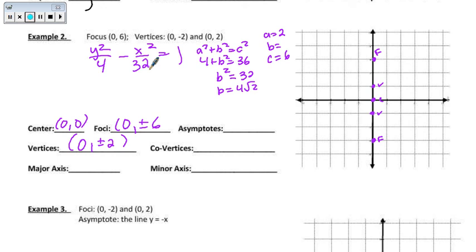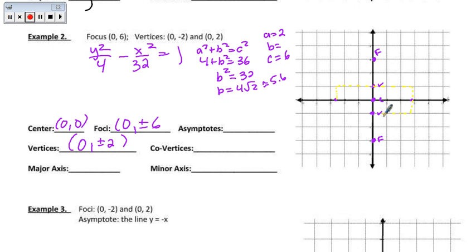4 square roots of 2 turns out to be about 5.6. We need the decimal for graphing purposes. So 2, 4, 5.6 would bring us about there. Once we have our vertices and our co-vertices, we can go ahead and get our box in there.